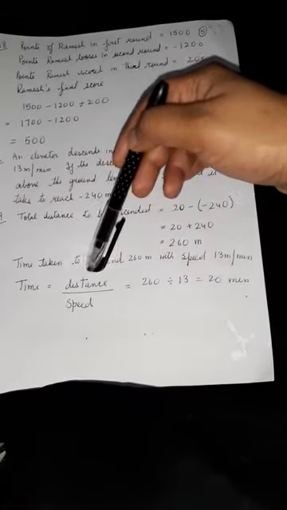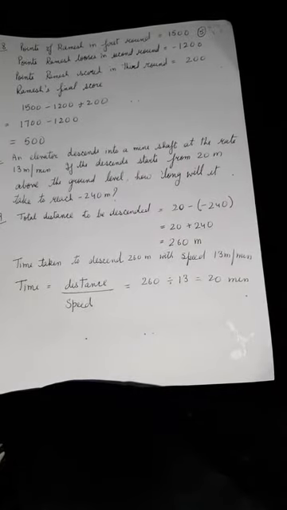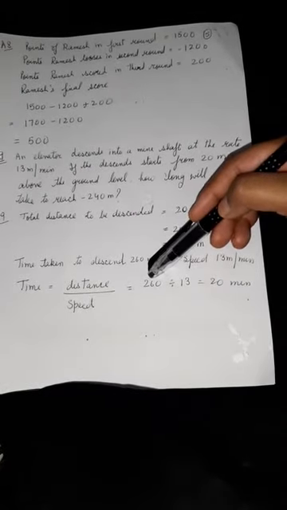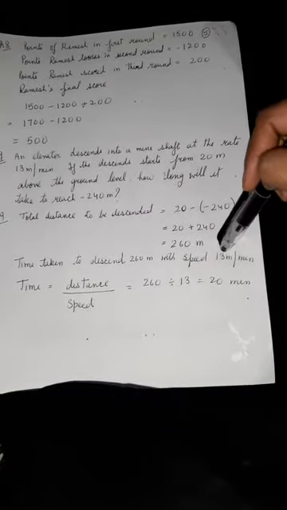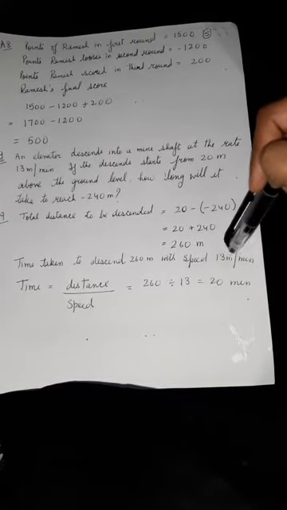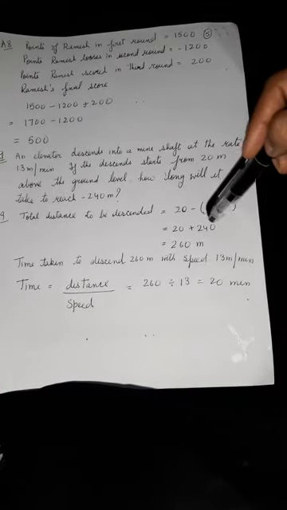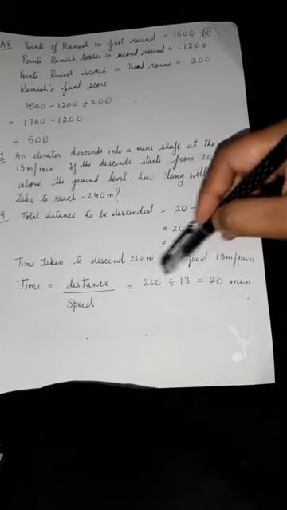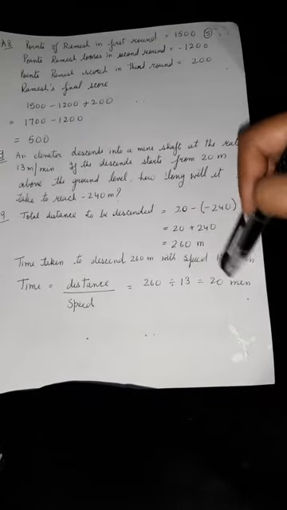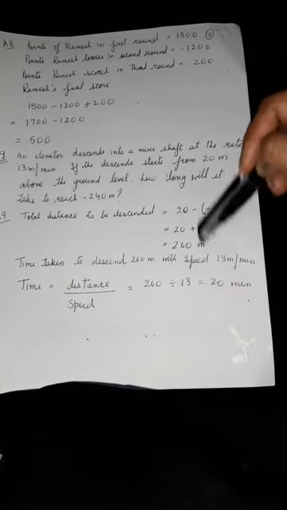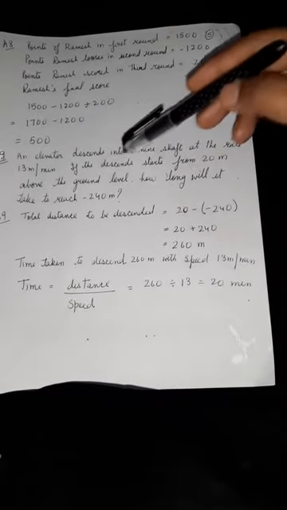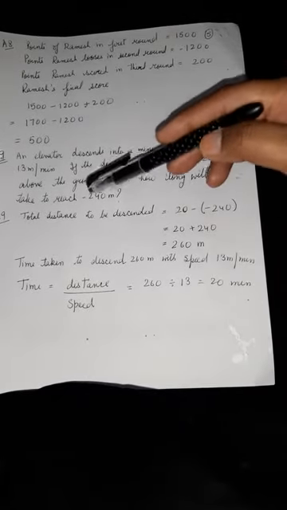So time is equal to distance upon speed. We know that distance is 260 meters and speed is 13 meters per minute. So when we divide it, we'll get 20 minutes. So it will take 20 minutes to go from 20 meters above the ground level to minus 240 meters.